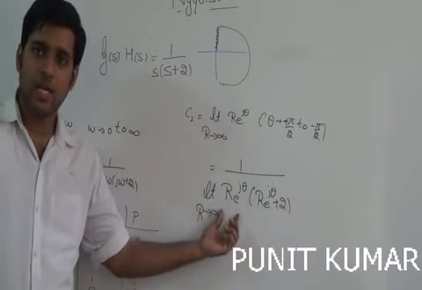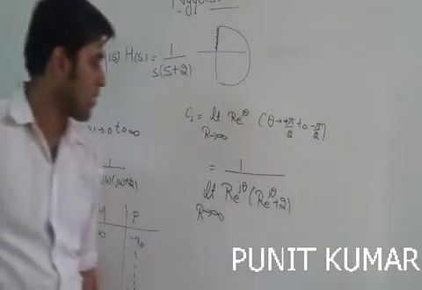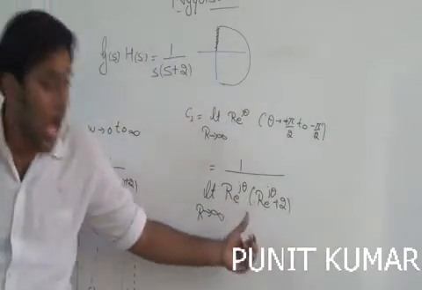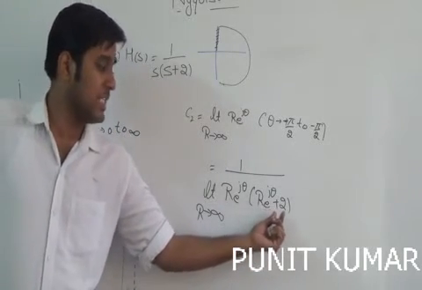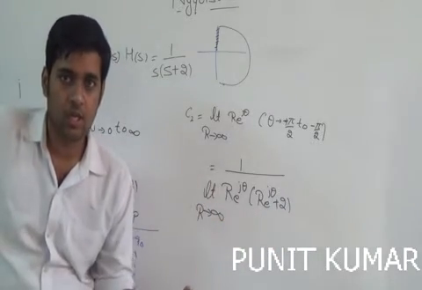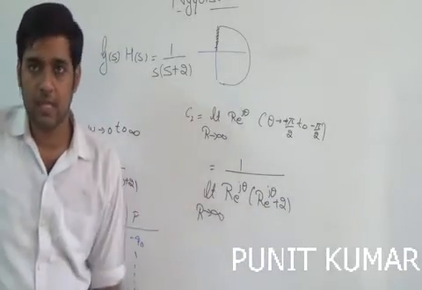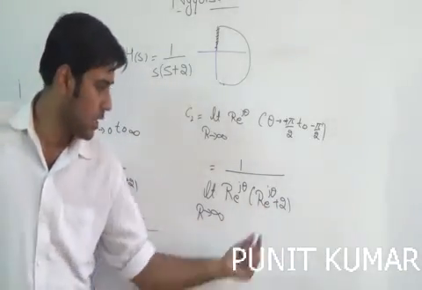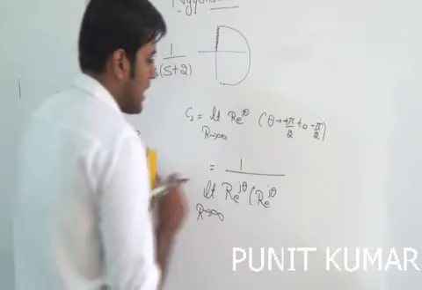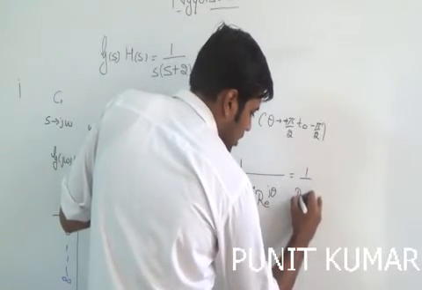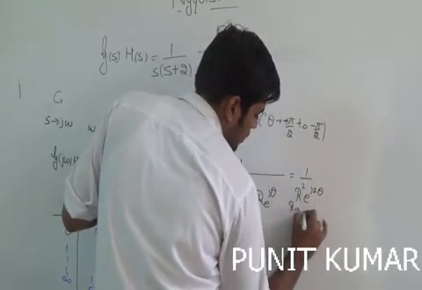Limit R is approaching infinity, and theta is varying from plus pi by 2 to minus pi by 2. Let us look at this term. R is approaching infinity. Compared to this R, this 2 is very small, which means we can neglect this 2. R is a very big quantity as compared to 2, so we will neglect 2. These terms come out to be 1 by R square e to the power j2 theta, limit R tends to infinity.